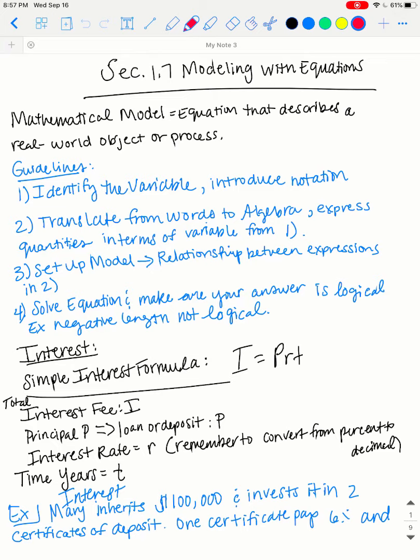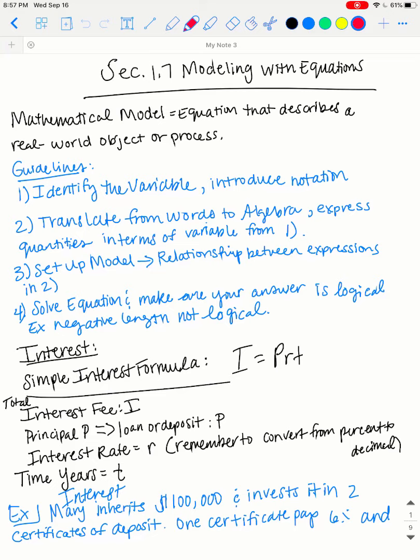So some guidelines in setting up a mathematical model. Our first is to identify the variable, the variable that we are trying to solve for. And then we also introduce notation. Is the variable that we're trying to solve for a length? Is it in feet? Is it gallons? Is it a measure? What is it?